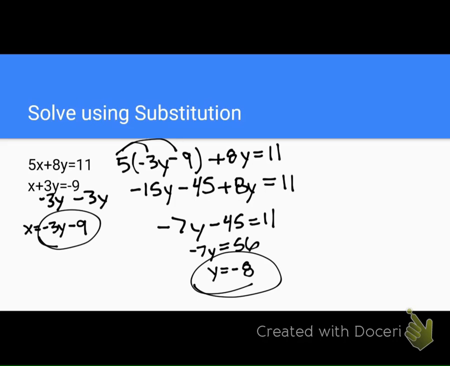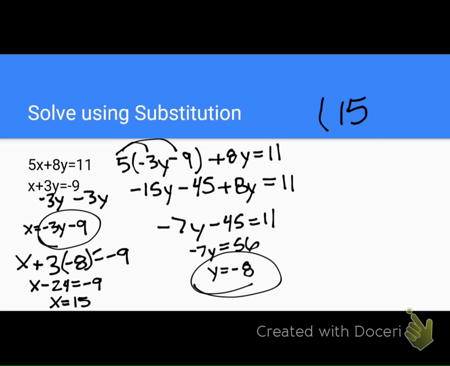So I'll plug it into the second equation, which gives me x plus 3 times negative 8 equals negative 9. So this is x minus 24 equals negative 9. Adding 24 gives me x equals 15. So my ordered pair, the solution to this system, would be (15, negative 8).